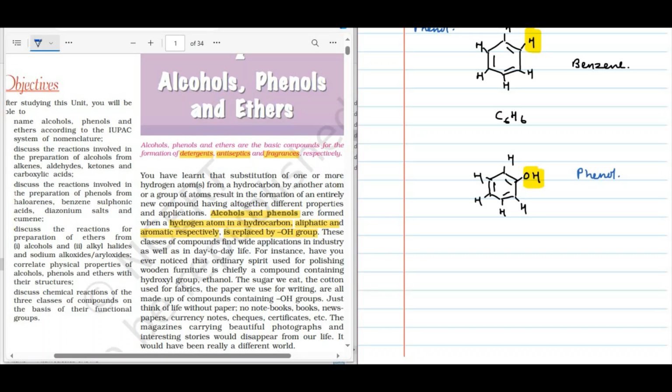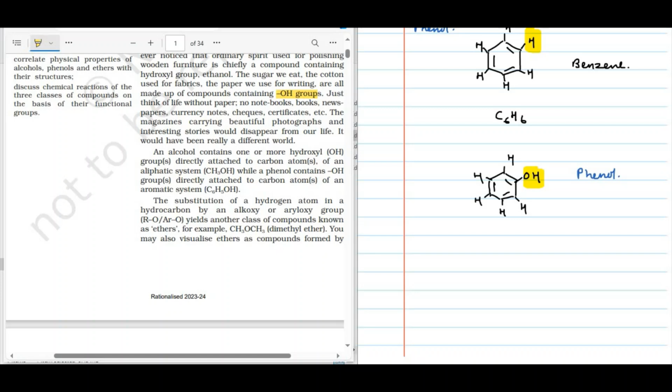Now let's read from the book. These classes of compounds find wide application in industry as well as in day-to-day life. For instance, have you ever noticed that ordinary spirit used for polishing wooden furniture is chiefly a compound containing a hydroxyl group, ethanol? The sugar we eat, the cotton used for fabric, the paper we use for writing, all are made up of compounds containing the OH group. Just think of a life without paper: no notebooks, books, newspapers, currency notes, checks, certificates, etc. The magazines carrying beautiful photographs and interesting stories would disappear from our life. It would have been a really different world.